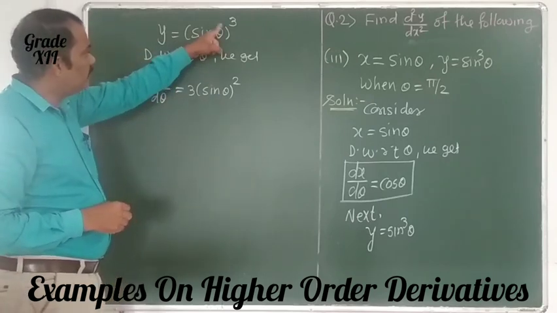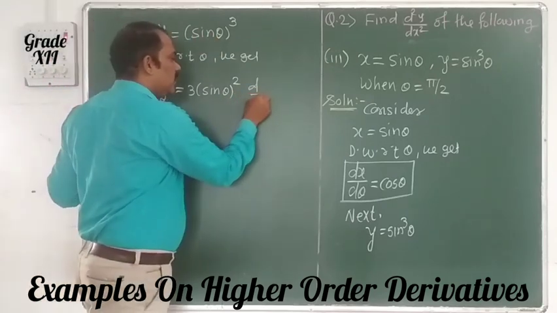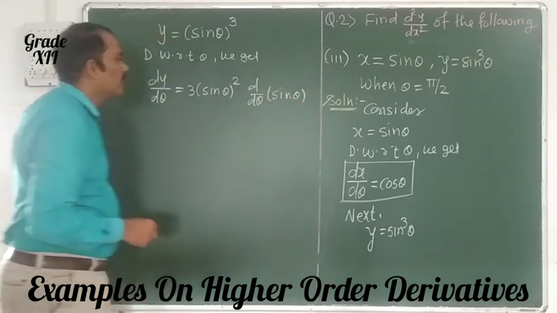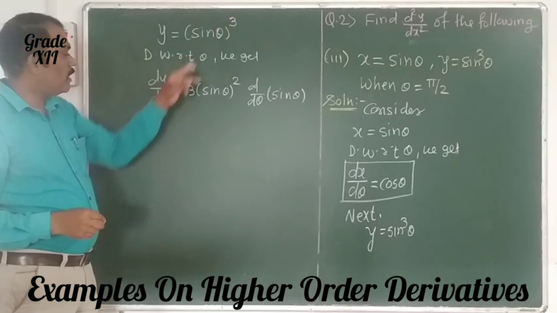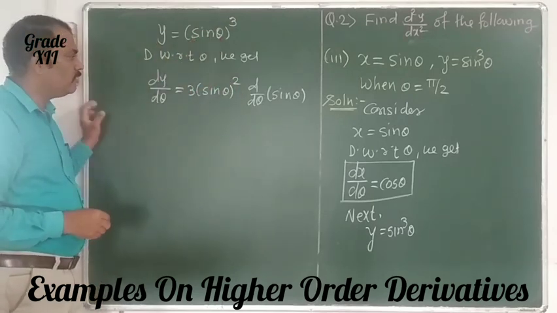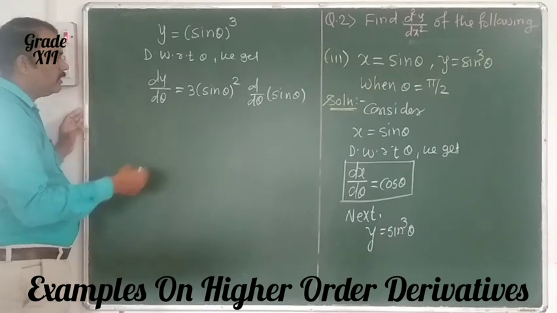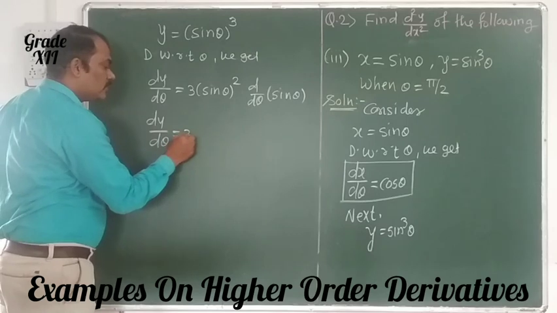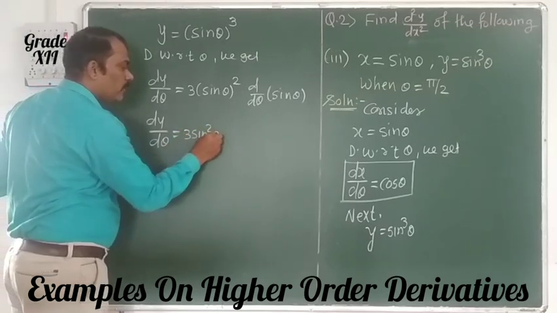Next we have to take the derivative of this base with respect to theta, that is d by d theta of sine theta. First we take the power as it is, from the power we minus 1, then we take the derivative of this base. So dy by d theta is equal to 3 times sine square theta.